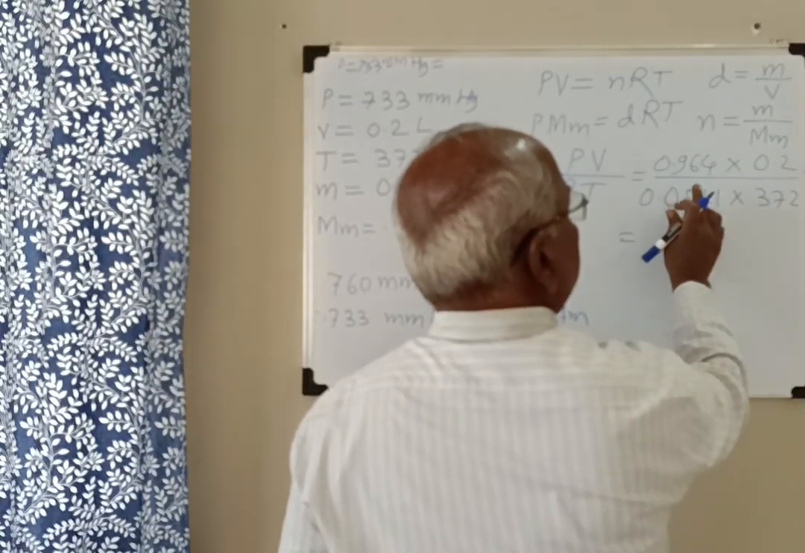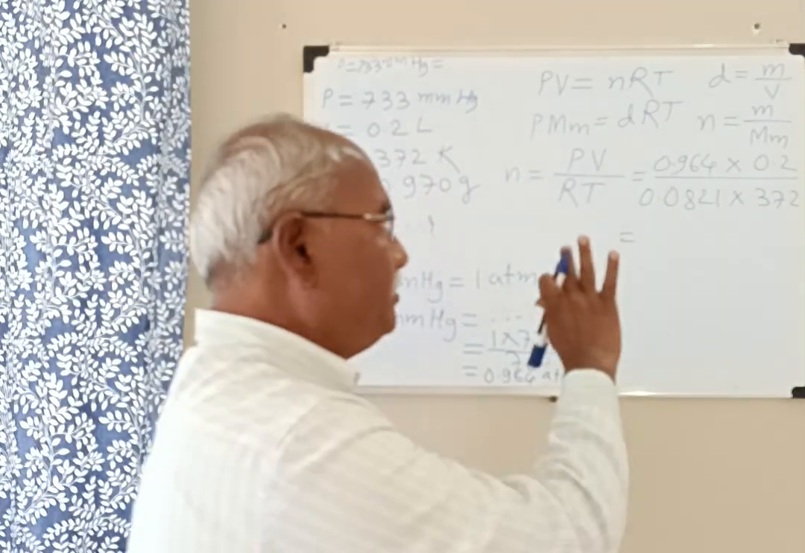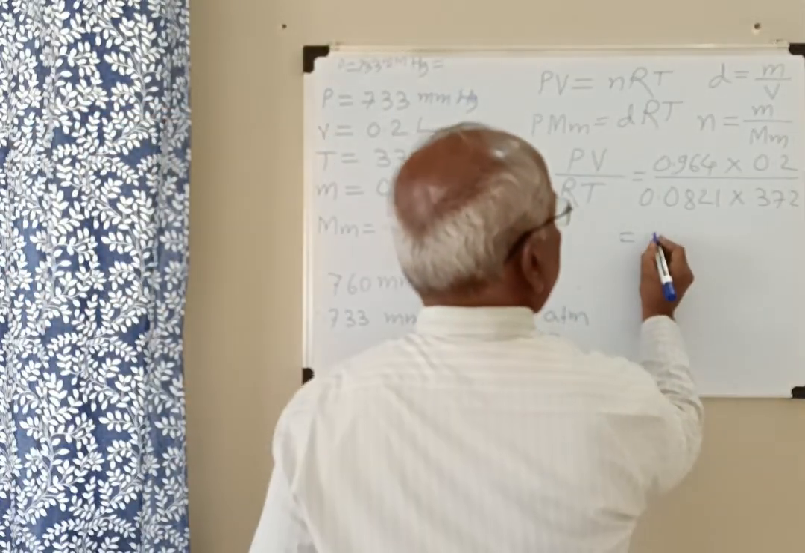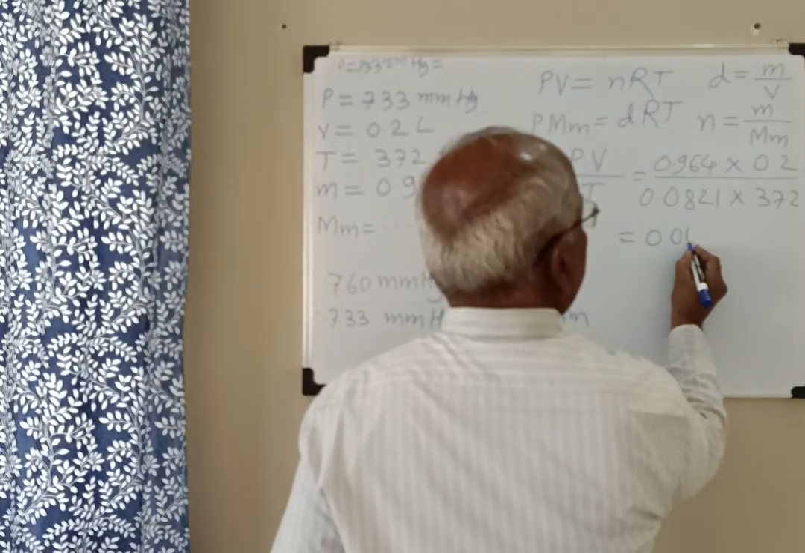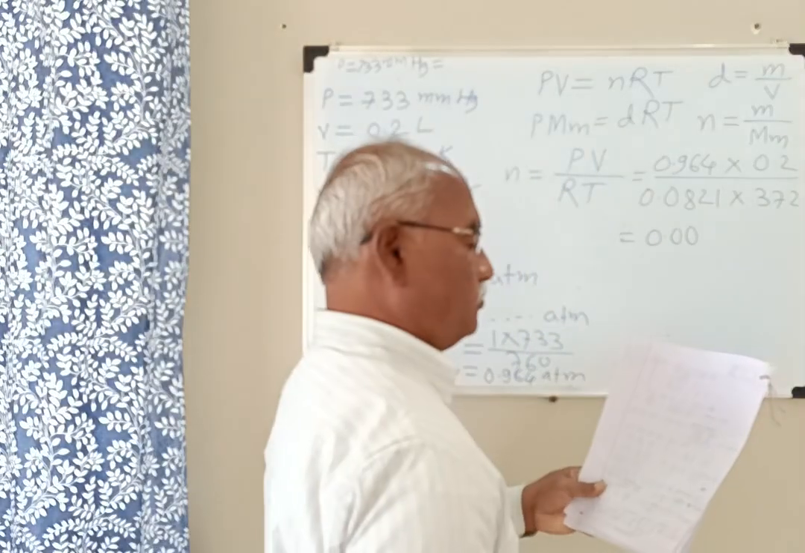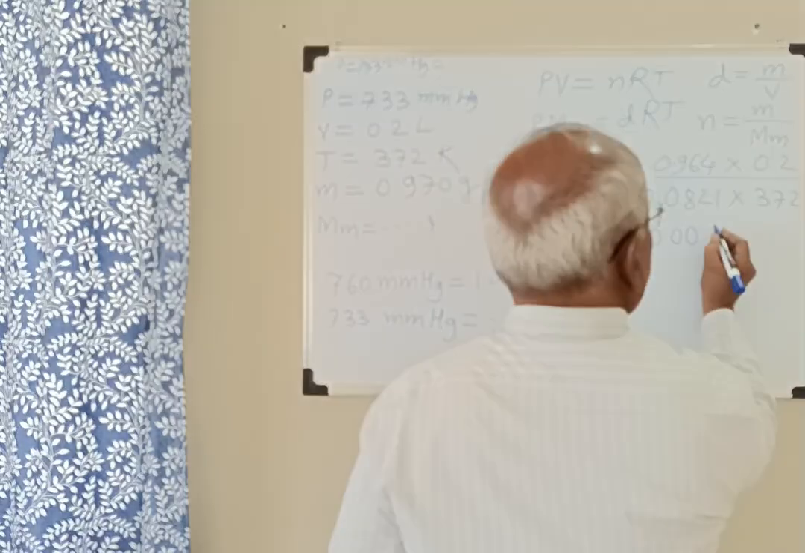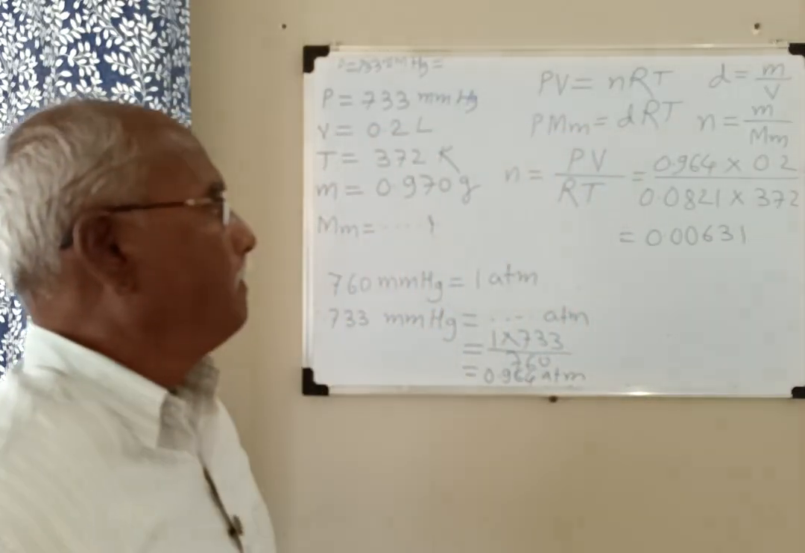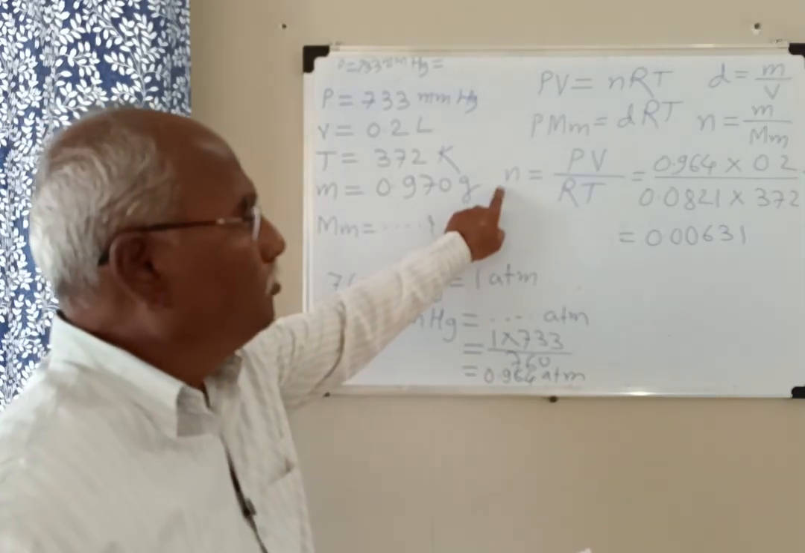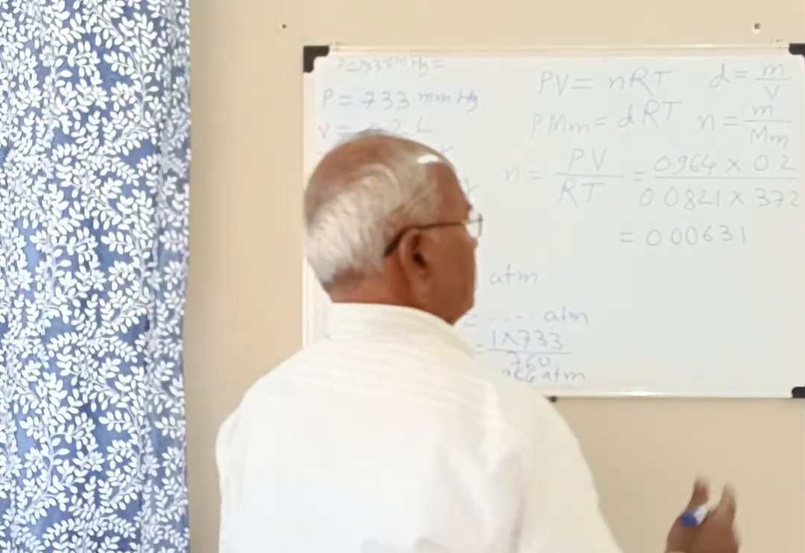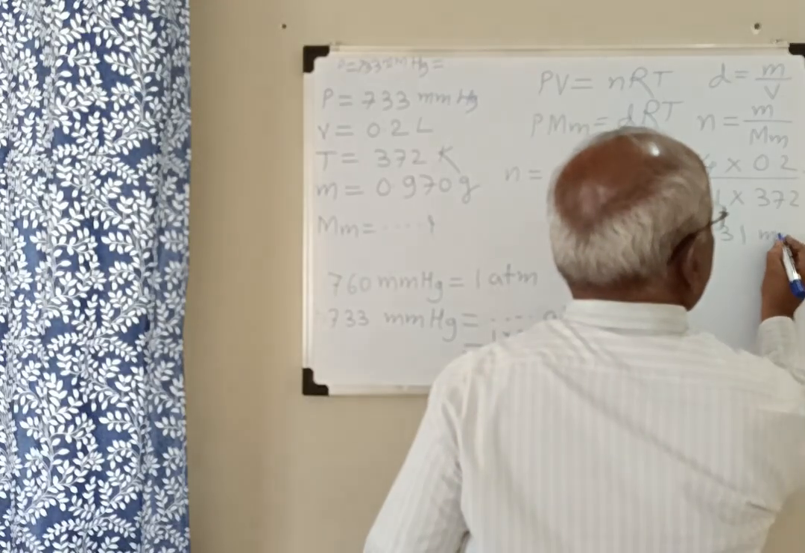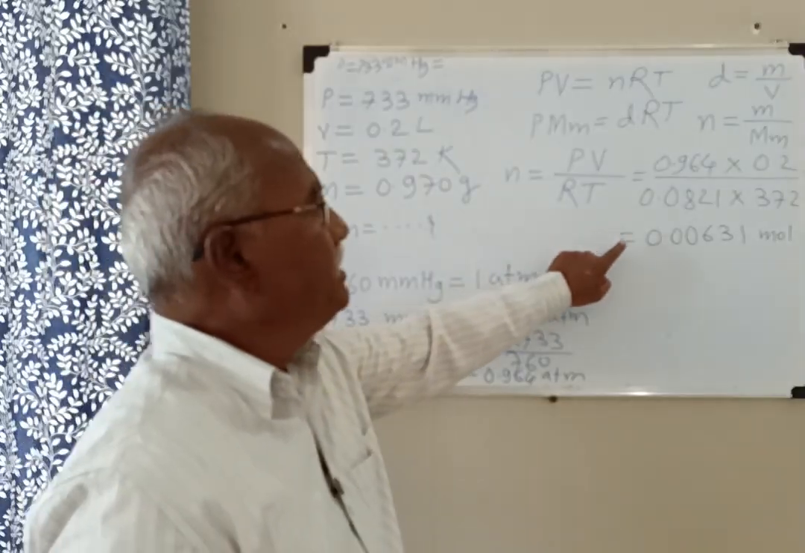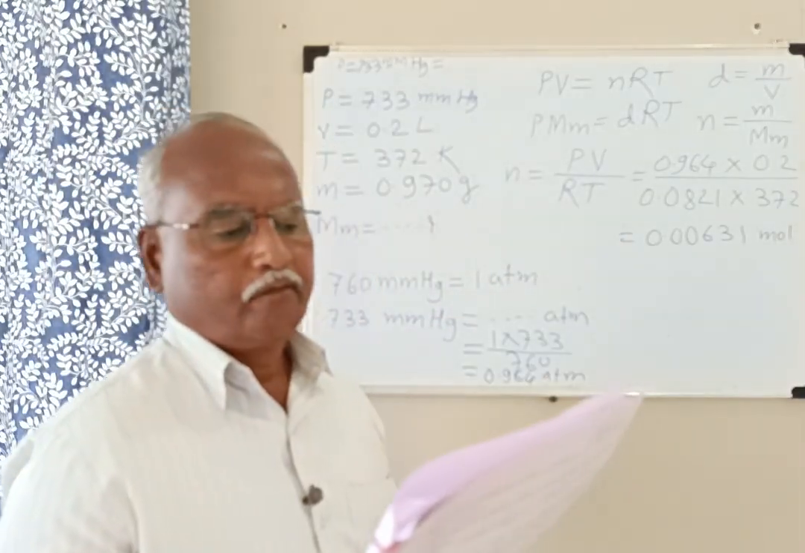Therefore, solve this equation by using a calculator. The answer is 0.00631 mole. Here I write the unit, mole. So we have calculated the number of moles.